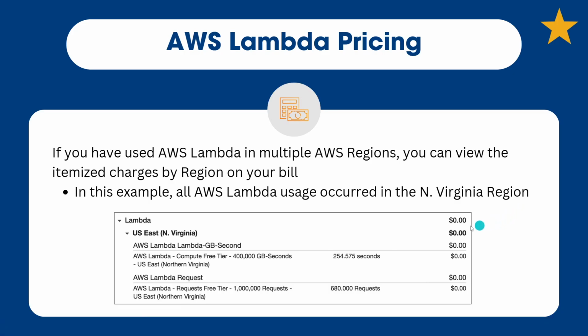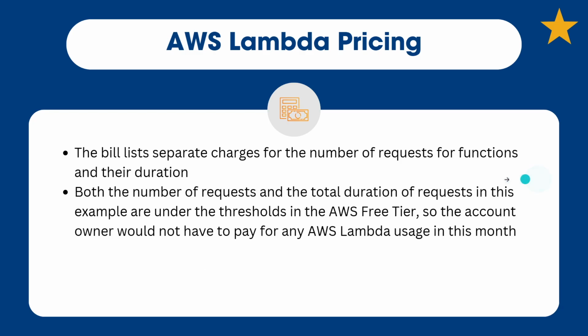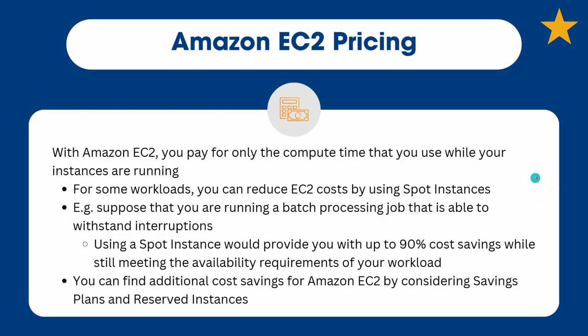So here's an example. If you use AWS Lambda in multiple regions, this is what your bill would look like. In this example, all the Lambda usage occurred in the North Virginia region, and we can see a summary of charges. It all fell under the free usage, so no charges there. The bill lists separate charges for the number of requests and their duration, and both the number of requests and total duration of the requests in this example are under the thresholds of the AWS free tier, so the account owner would not have to pay for their Lambda usage for that month.